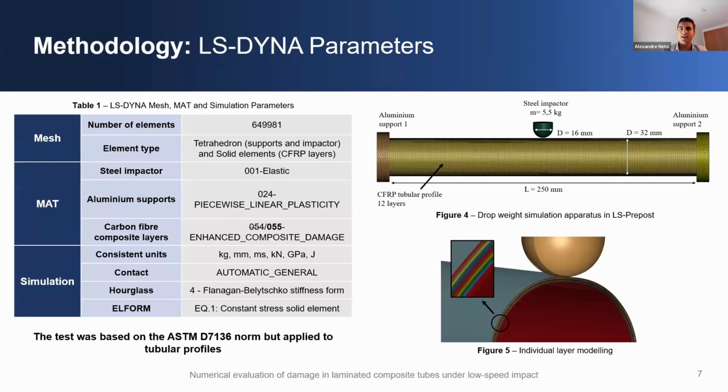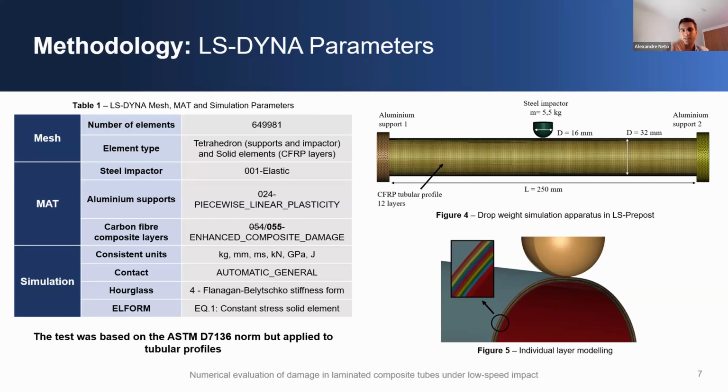Now, about the methodology. We start with the simulation parameters, in the software that I use, where I use 2 types of mesh elements due to the geometry and the thickness of some parts. For the impactor, I used MAT 001 elastic, and for the supports, I used 024. And to model the composite, I used MAT 54, option 55, very important, due to the Tsai-Wu-Feili criteria that were preferred. And the consistent units you can see in table 1. And I used hourglass 4 for a more realistic contact and the default element form 1.